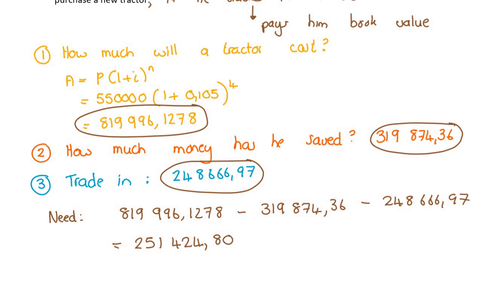So even though the tractor cost him 800,000 rand now, because he's made provision to save towards this in what's called a sinking fund, and he's got the trade-in, it means he only needs about 250,000 rand. So he probably could have saved a bit better to make that maybe a little bit less of a lump sum, but this is basically how it would work in a real business.